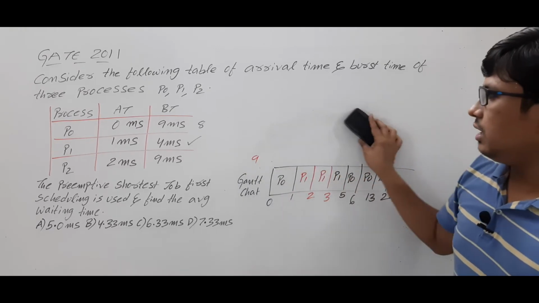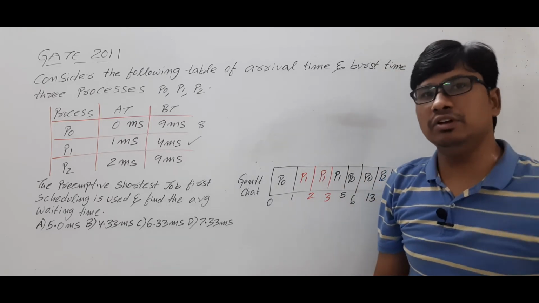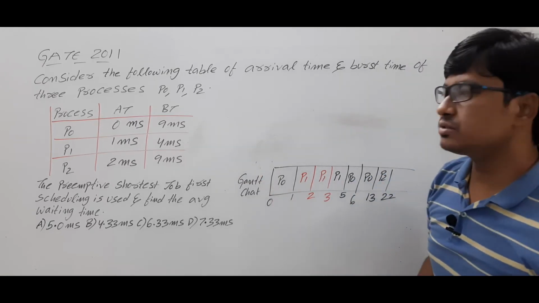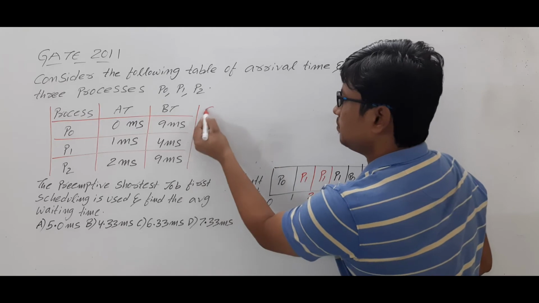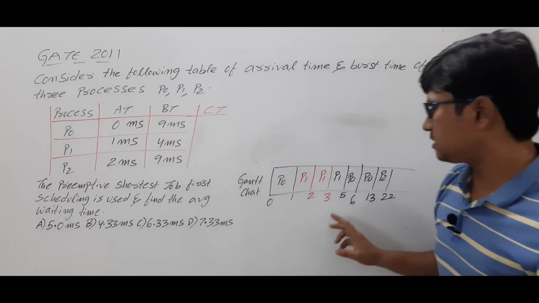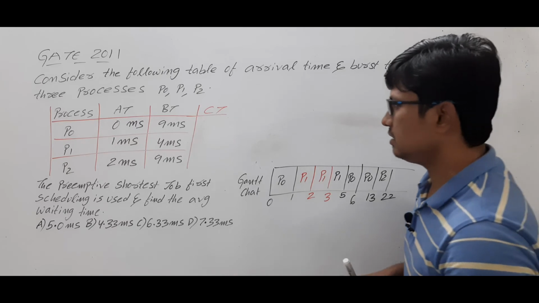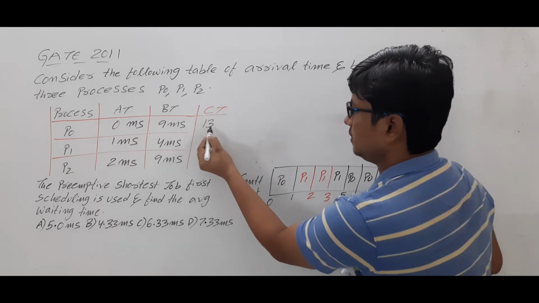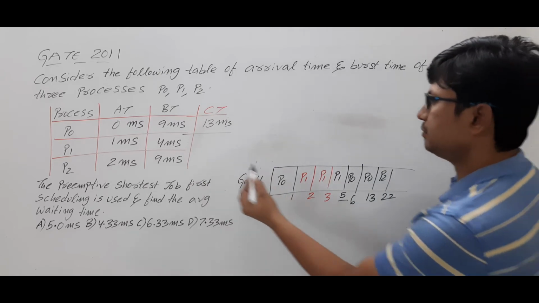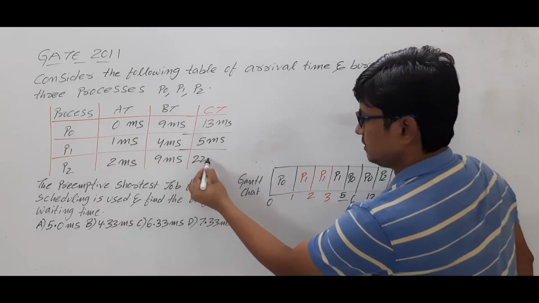Now we will compute the completion time, turnaround time and waiting time, then the average waiting time, because they have asked us to compute the average waiting time. Let me compute the completion time. At what time has the process completed all its tasks? Look at process P0. It completed its task at 13 milliseconds. Process P1 completed at 5. Process P2 at 22 milliseconds.